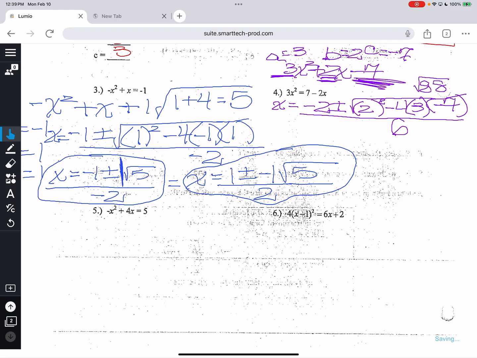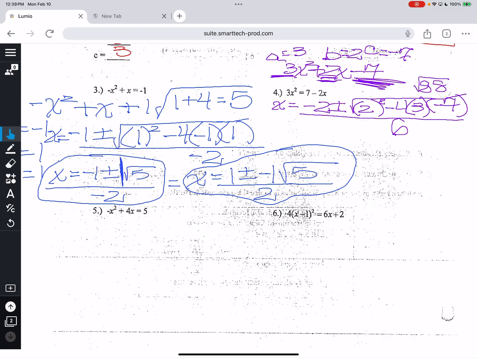Then plus 4. Okay, but then you gotta simplify, right? Why is there a 6 under it? Wait, we did it wrong. 2 times 3. So it'd be 4 minus 8.